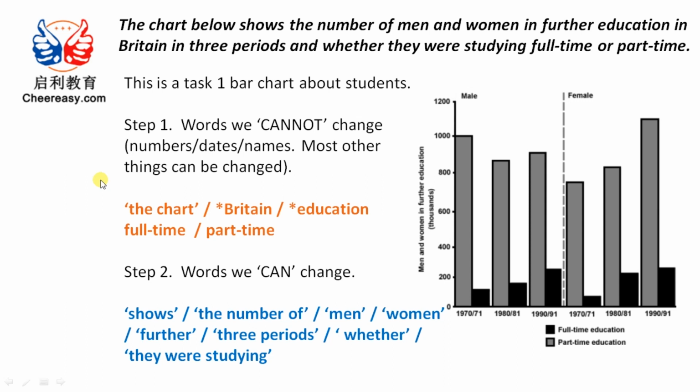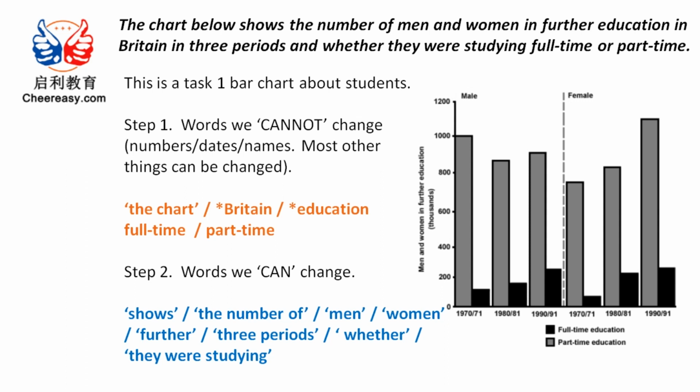So the title of the essay is, the chart below shows the number of men and women in further education in Britain in 3 periods and whether they were studying full or part-time. So this task is about students. It's a bar chart about students.